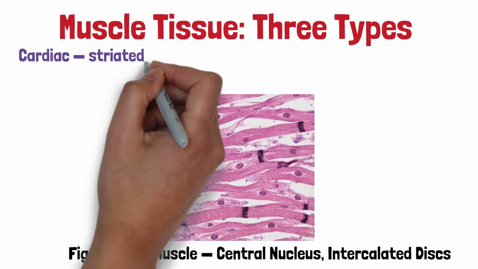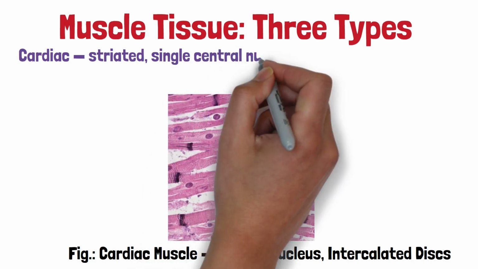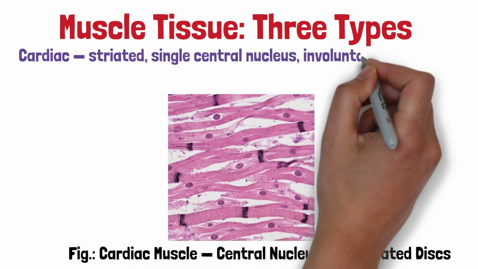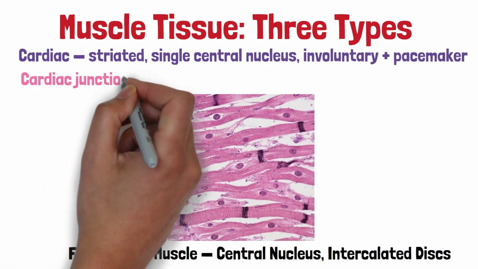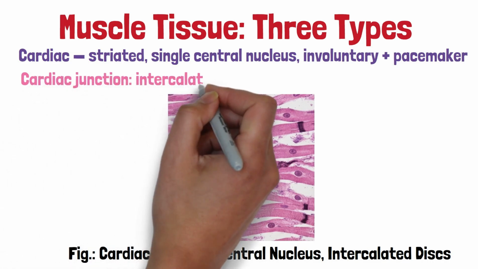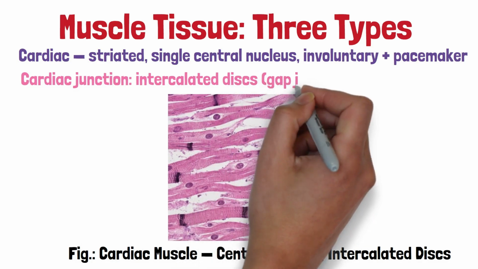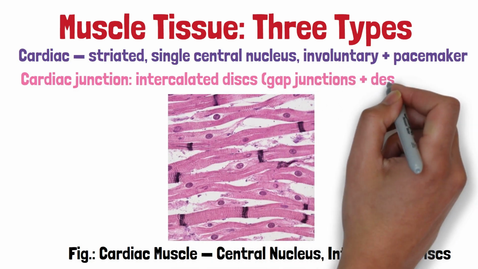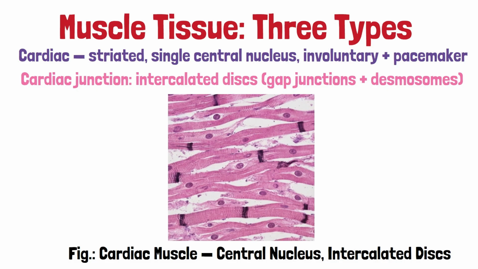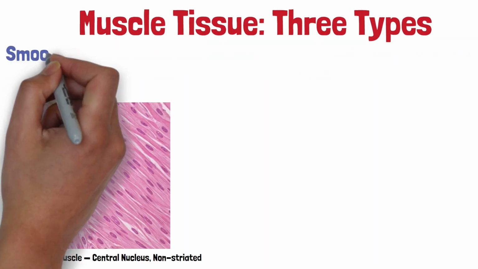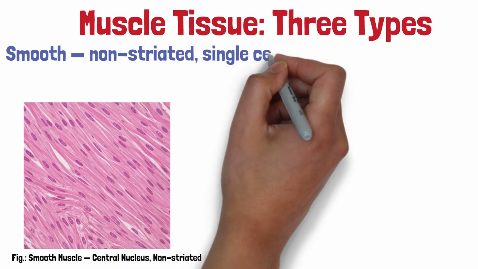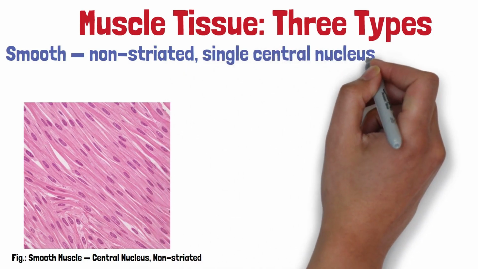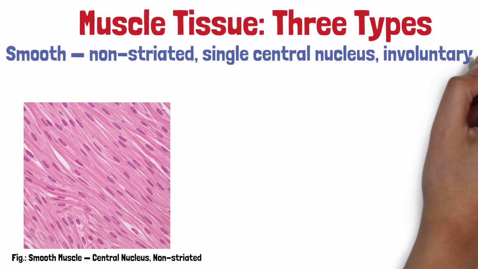Cardiac muscle is also striated, but each cell usually has just one central nucleus. It's involuntary, driven by the autonomic nervous system plus its own pacemaker, and its cells connect through intercalated discs, gap junctions for electrical coupling, desmosomes for mechanical strength. Smooth muscle is the odd one out structurally, non-striated, spindle-shaped cells, single central nucleus, and involuntary.